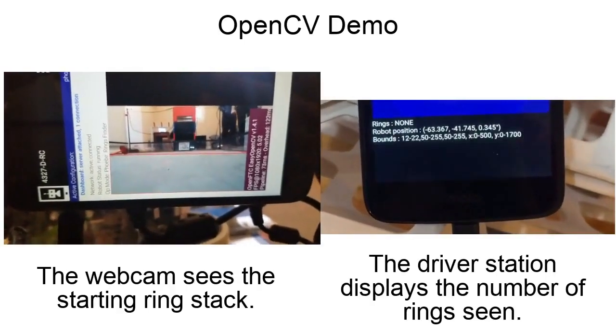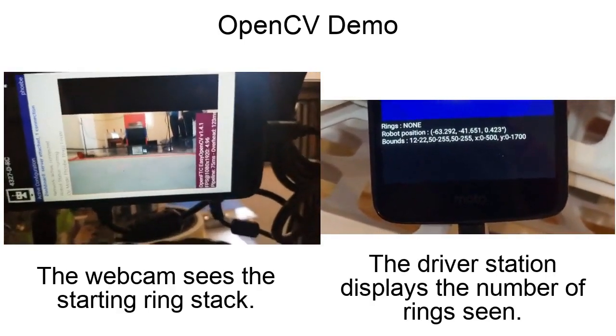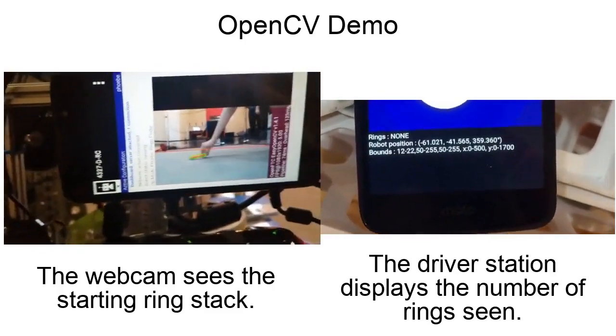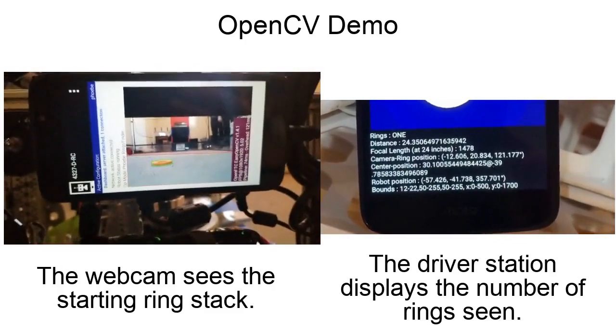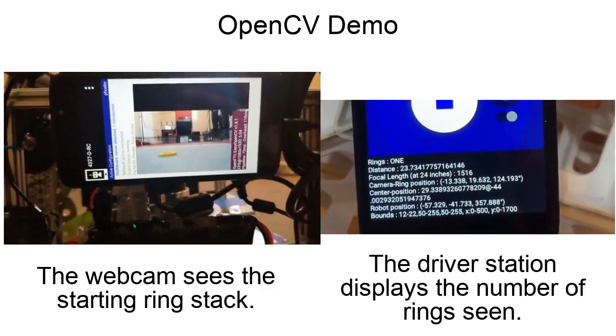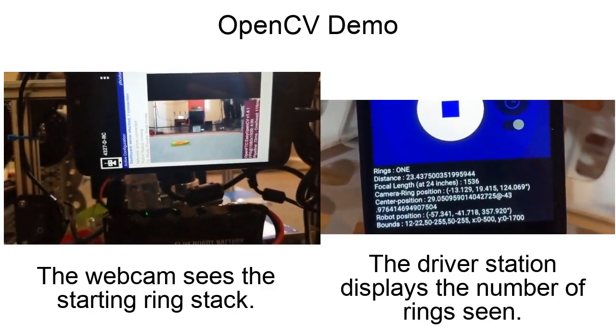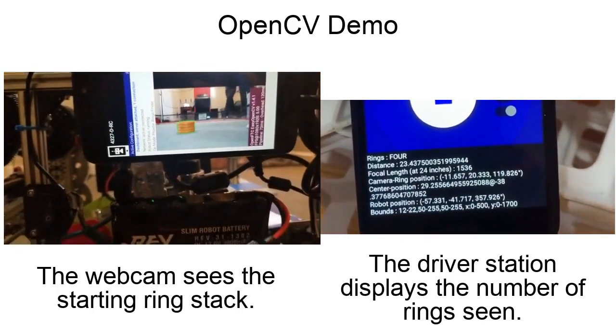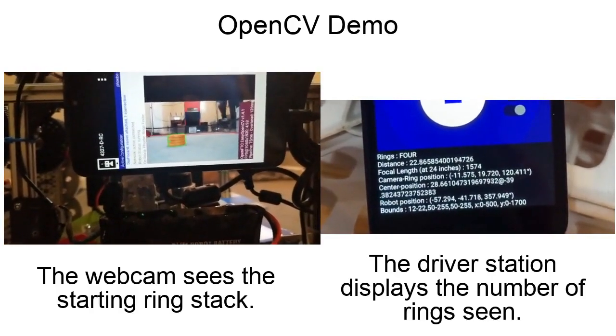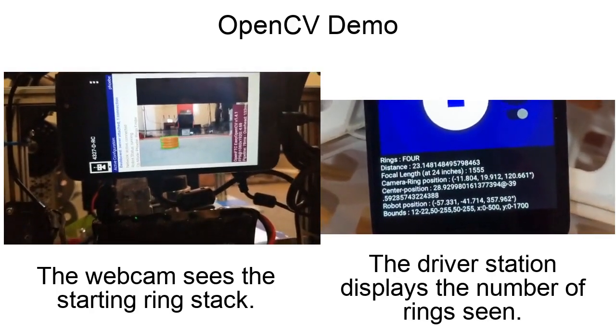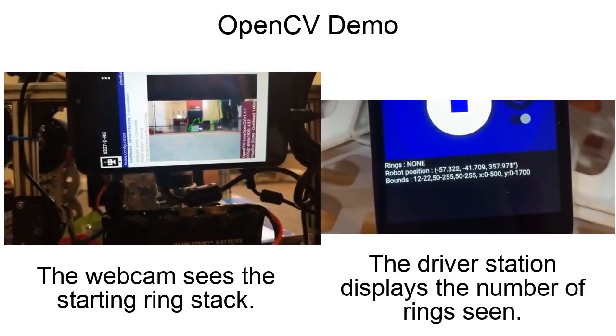This is a demo of the OpenCV ring detection. On the left is how the webcam sees the ring stack. On the right is the driver station displaying the number of rings seen by the webcam. This is what happens at the beginning of our autonomous program to determine where the wobble goal should be delivered.